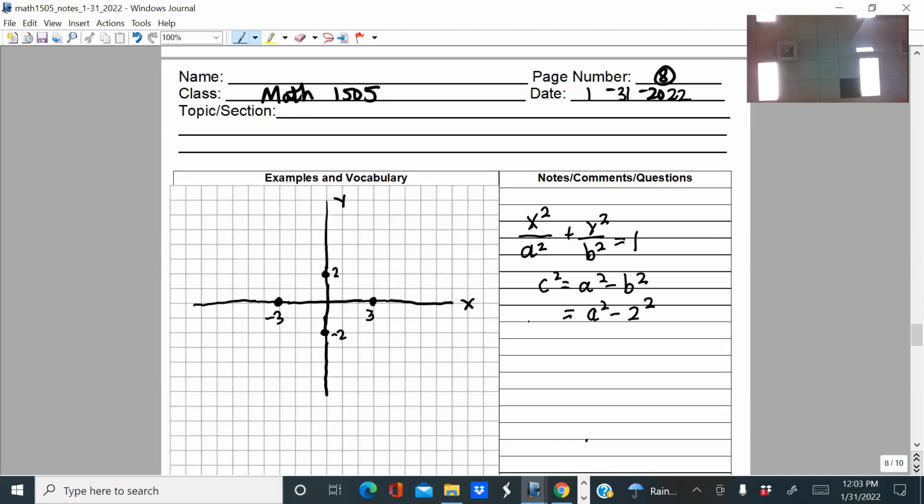And the c we know because that comes from the equation of foci, right? So the c is 3. So we can fill that in as well. And now we have this very easy equation to solve. 9 is equal to a squared minus 4, which I think means a squared is what, 13? So a is the square root of 13. What is the square root of 13?